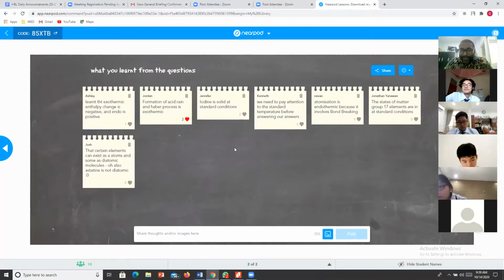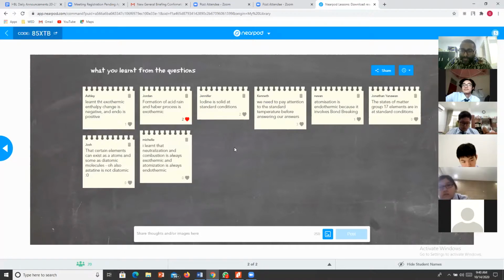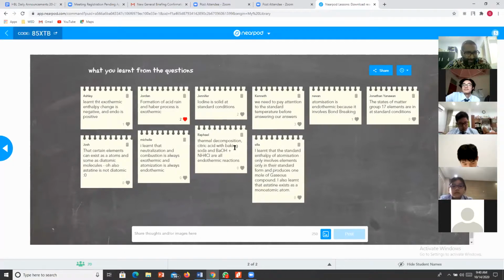The states of matter of group 17 elements at standard condition. I think Jonathan needs more polishing there. It means what we have learned: chlorine is a gas, bromine is liquid, and iodine is solid, and so on. I think that is what you wanted to say. Certain elements can exist as atoms, some as diatomic. Also astatine is not diatomic.